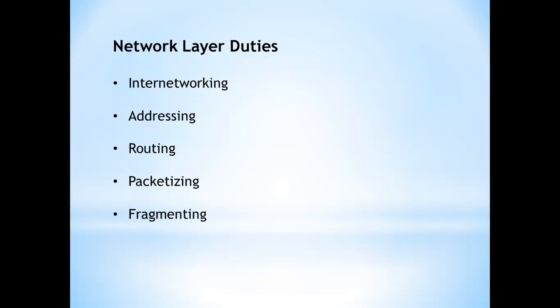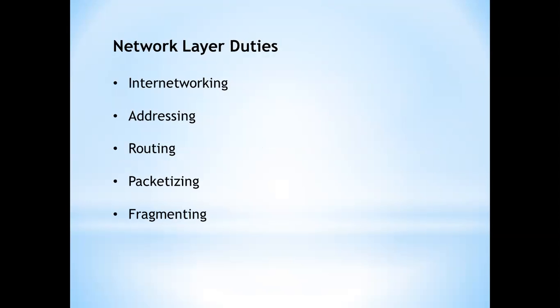Next is network layer duties. There are five duties assigned to the network layer: internetworking, addressing, routing, packetizing, and fragmenting. So first is internetworking. This is the main duty of the network layer. It provides the logical connection between different types of networks.